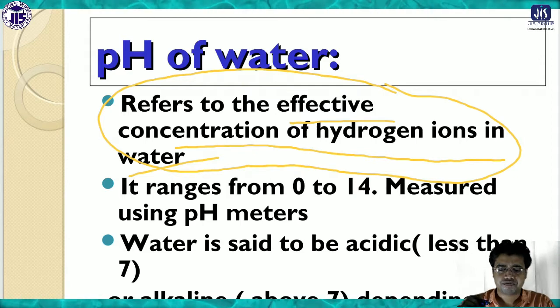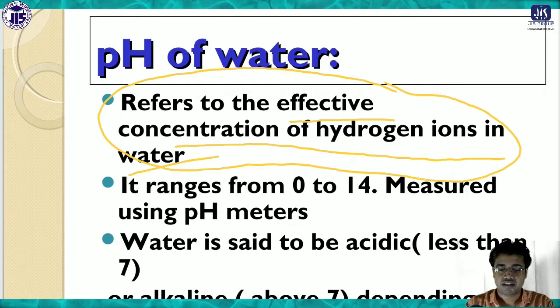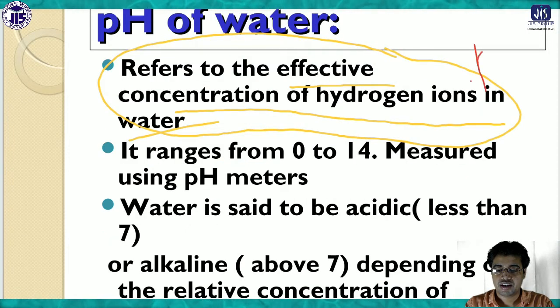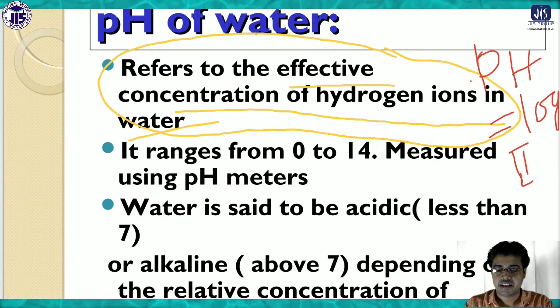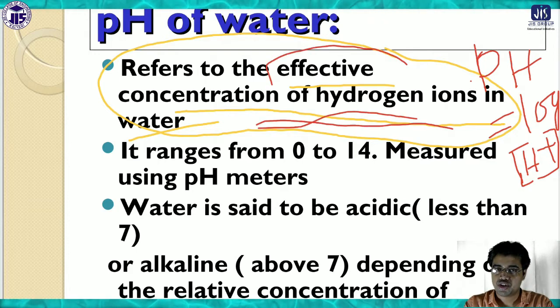What is pH? pH equals minus logarithm of the concentration of H plus. So pH refers to the effective concentration of the hydrogen ions. This is called the pH. It ranges, as I told you, from 0 to 14.